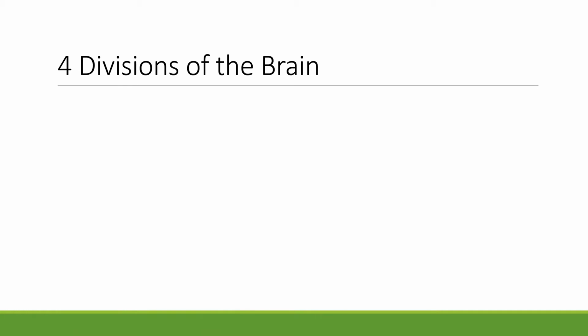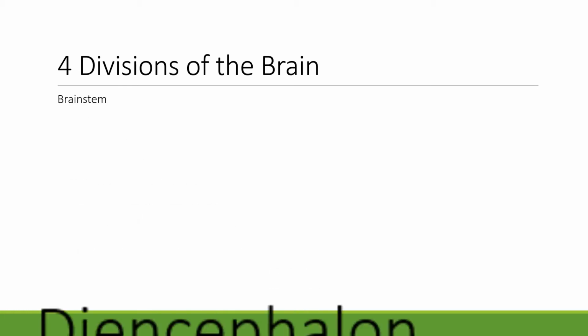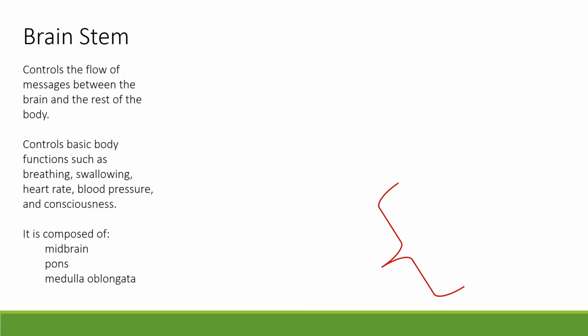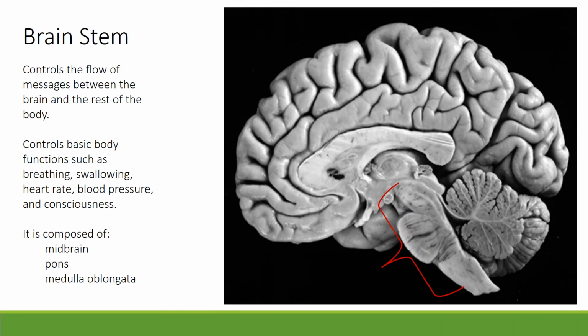There are 4 divisions of the brain, and we're going to look at each of these: the brain stem, the diencephalon, the cerebellum, and the cerebrum. The job of the brain stem is to control the flow of messages between the brain and the rest of the body. The brain stem controls basic body functions like breathing, swallowing, heart rate, blood pressure, and consciousness. The brain stem is composed of 3 parts. They are the midbrain, the pons, and the medulla oblongata. You can see the brain stem indicated by the bracket on the photograph of the brain to the right.